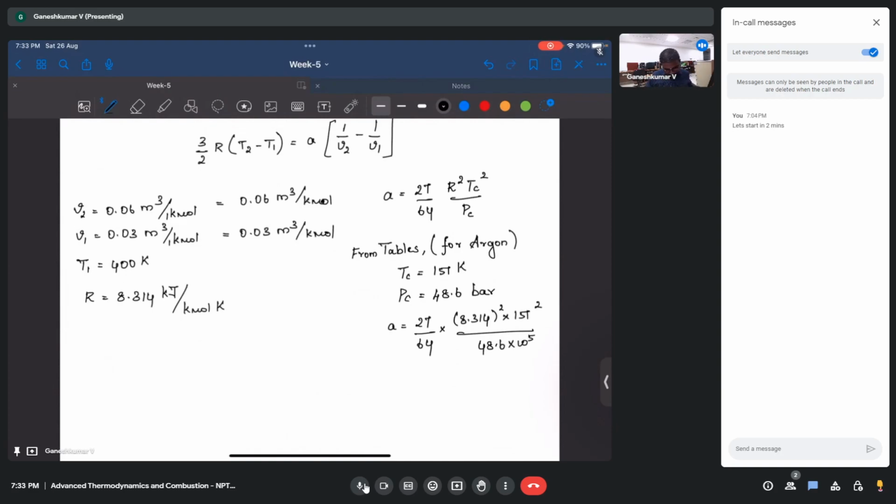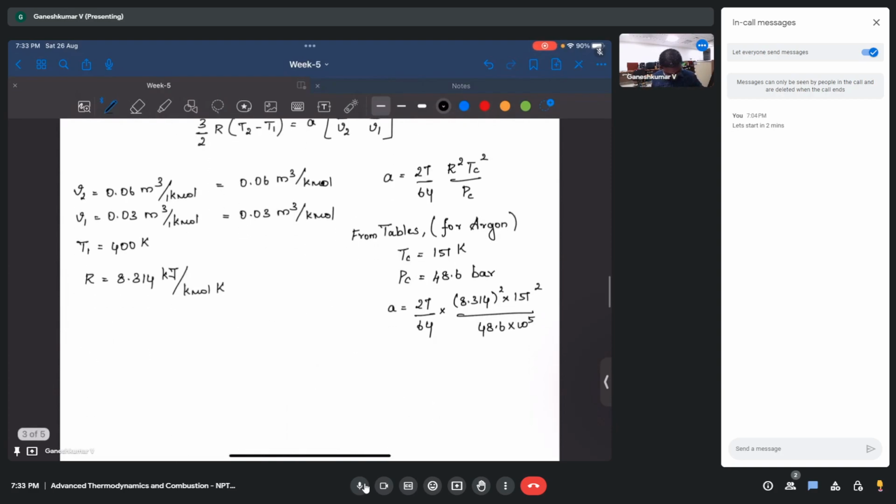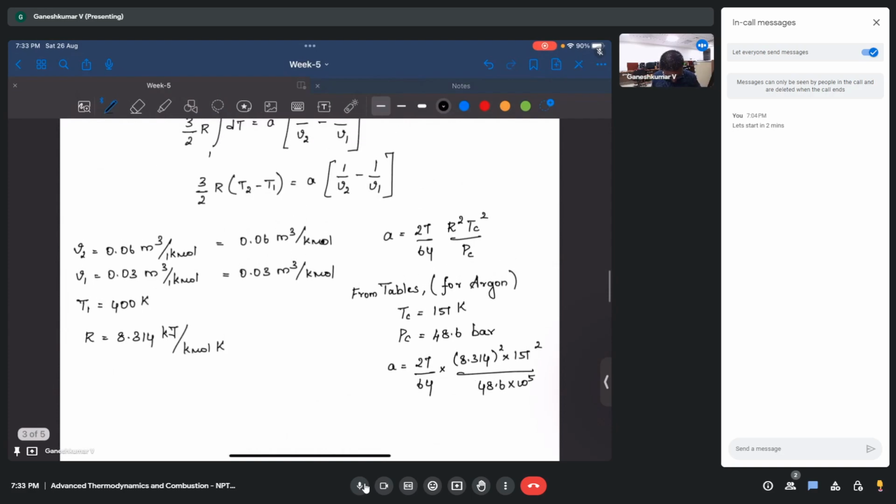So let me just quickly find what A is. 8.314 square, into 151 square, divided by 10 power 5. So A is coming around 0.1368, around that.